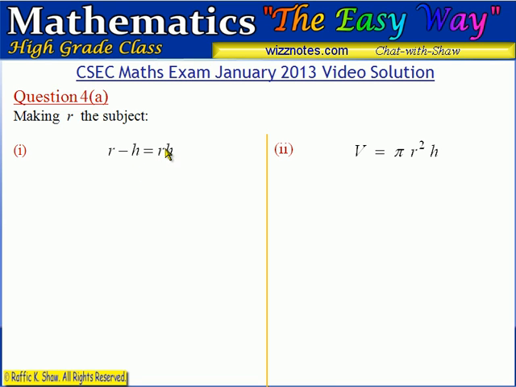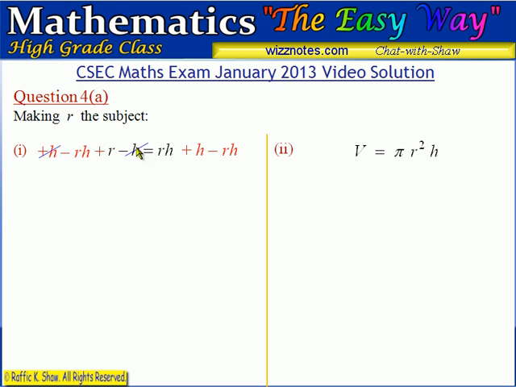So the terms in R are this term here and this term here. To get rid of the RH from this side, we're going to subtract RH from both sides, and to get rid of this H from this side, we're going to add H to both sides. So it's adding H and subtracting RH on this side, and adding H and subtracting RH on this side, and so the equation remains balanced.